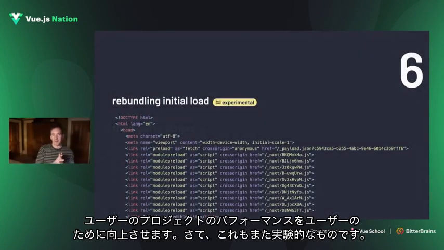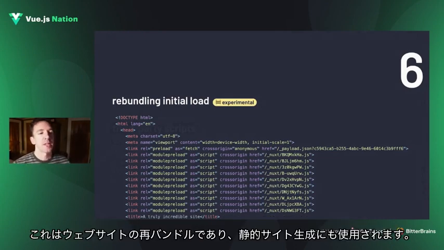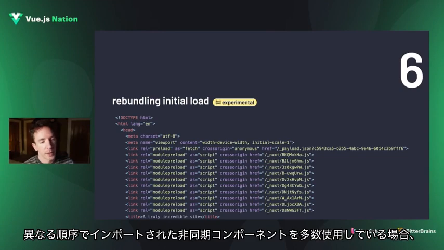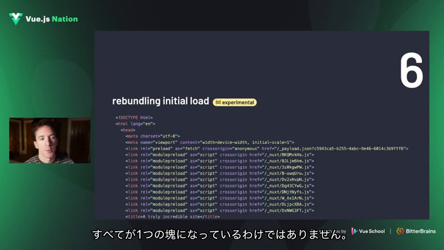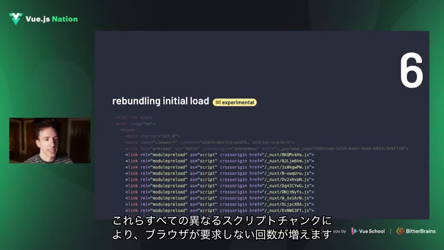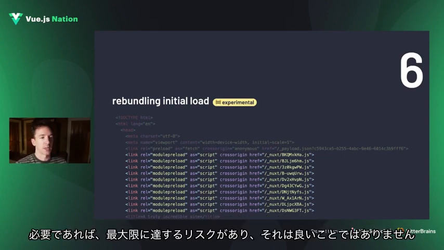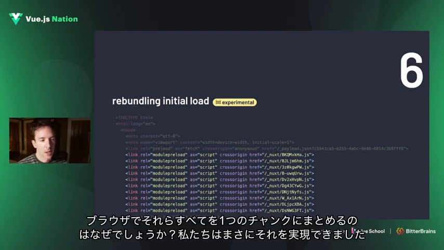Okay, here's another also quite experimental one, and that is rebundling your website, also for static site generation. So you might find, again, if you're using lots of async components that are all imported in a different order, they're not all in a single chunk, you might find you have a website that looks a little bit like this. With all of these different script chunks, it increases the number of network requests the browser needs to make, runs the risk of hitting a sort of maximum, and that's not a great thing to do for the browser. So why not bundle all of them into a single chunk?